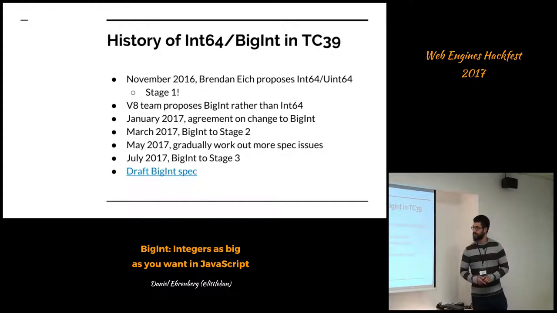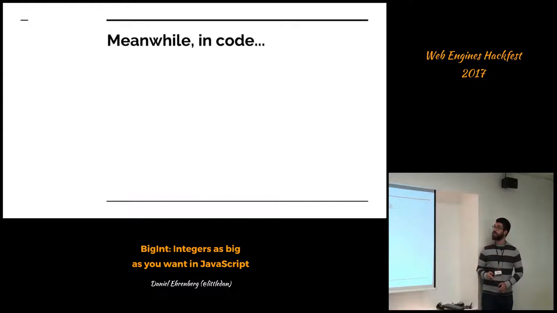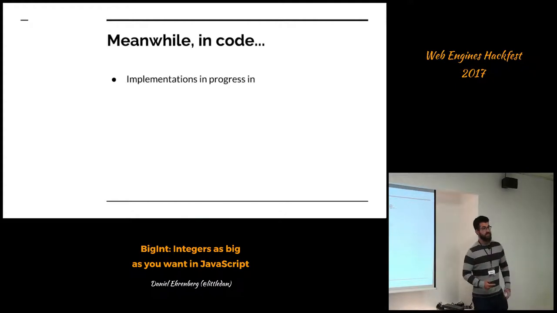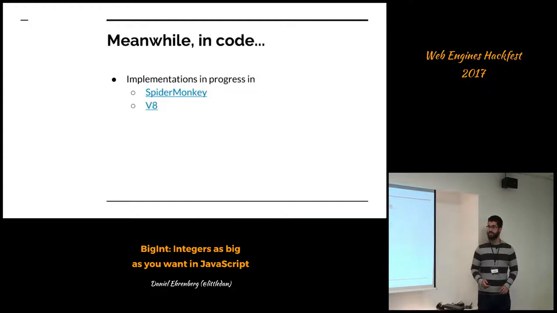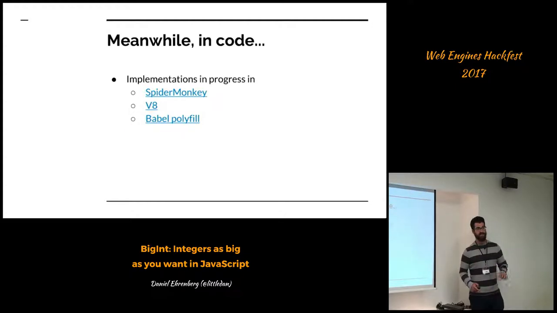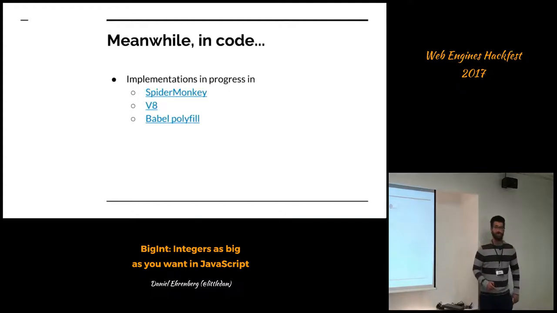You can go to the draft specification, and people have been implementing it. Robin Templeton from Igalia has implemented a feature complete draft of BigInt in SpiderMonkey, which is out for review. The V8 team is working on BigInt, and it's partly done. A lot of the core operations are done. And there's an implementation in Babel, but it's under development.